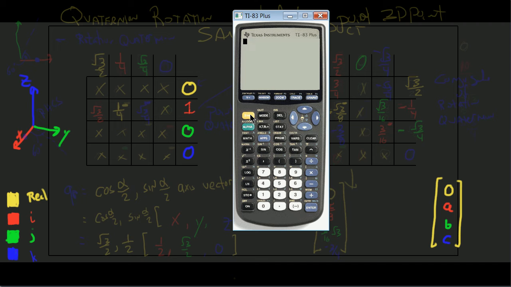I'm going to go into matrix B now. So I go second matrix. I go over to edit, and I'm going to go down to B, and I hit enter. And that's once again going to be a 4 by 1. The values now are going to be 0, 1, 0. Go back up to the top. 0, 1, 0, 0. Second quit.